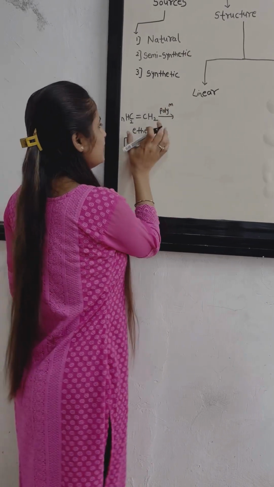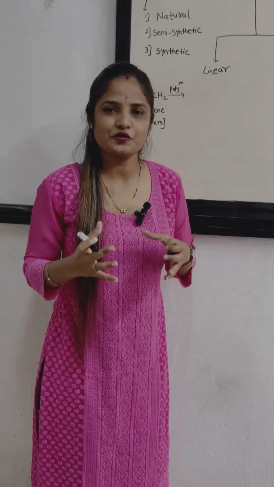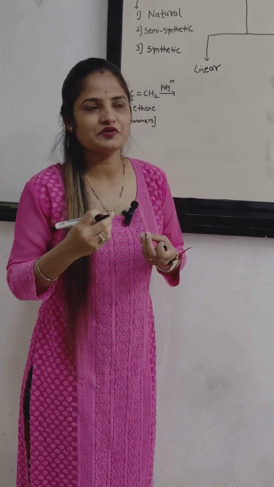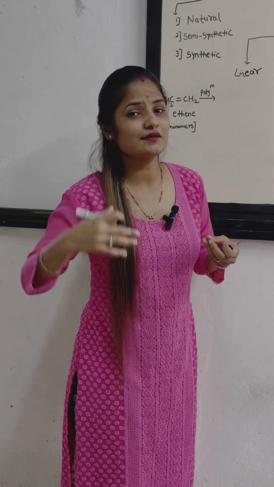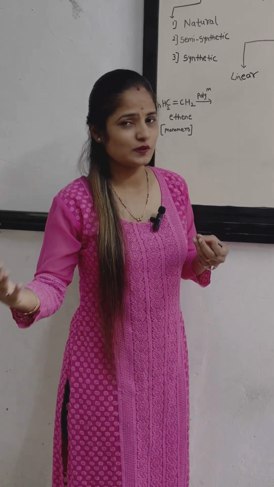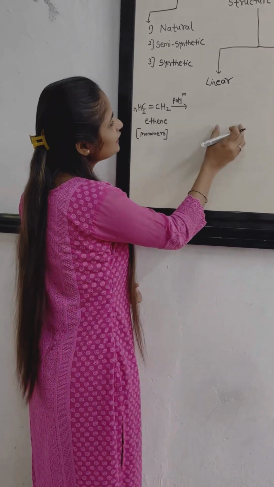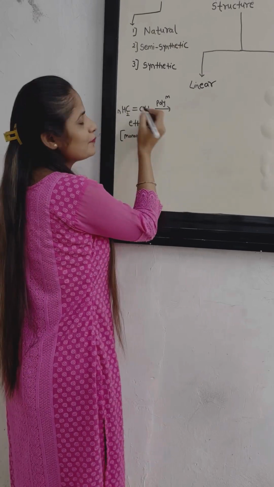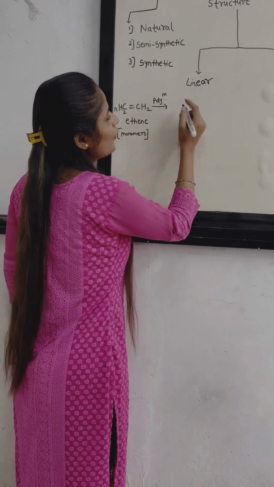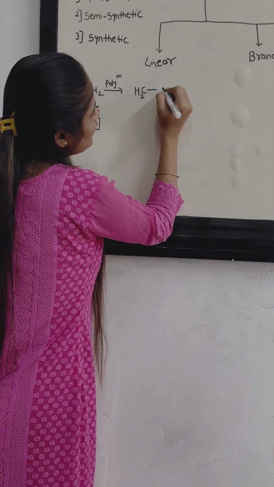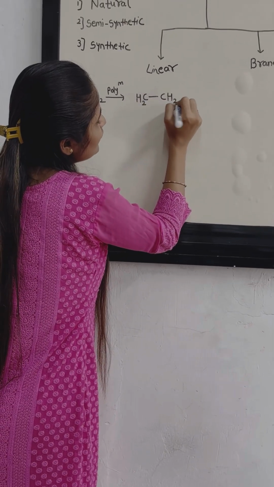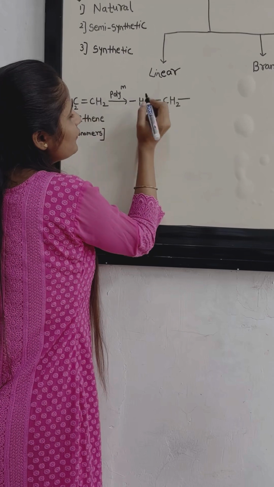So if we do the polymerization of some compound, it first forms the repeating unit. We know a polymer is a repeating unit of the monomer. So here we have to write the repeating unit first. We simply convert the double bond into a single bond, that is CH2, CH2. We have to write this.